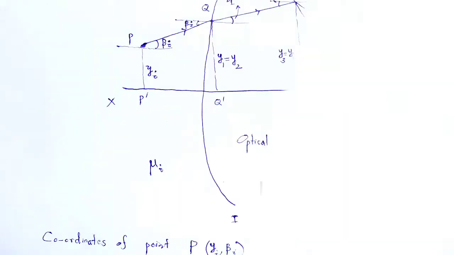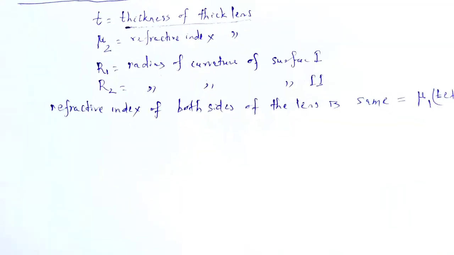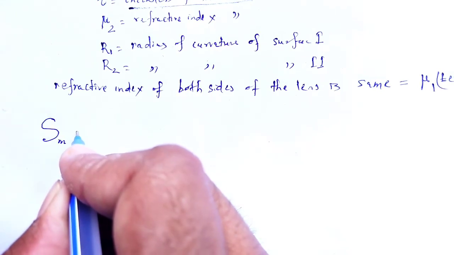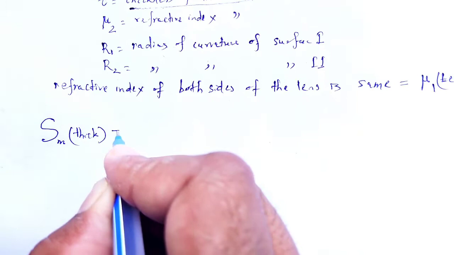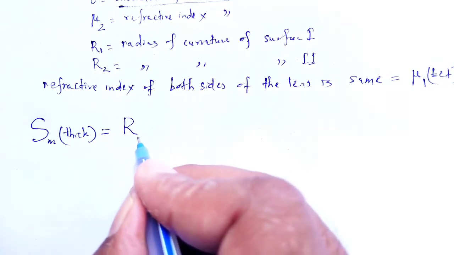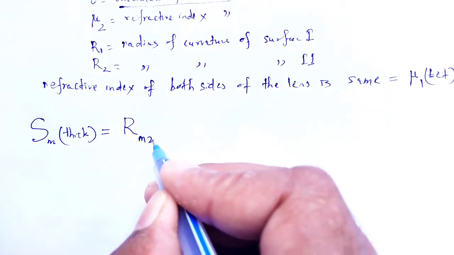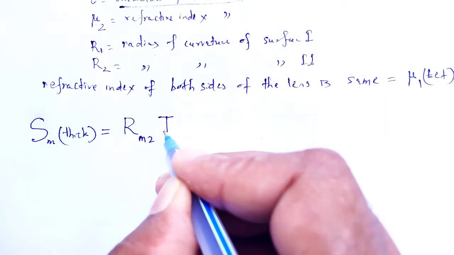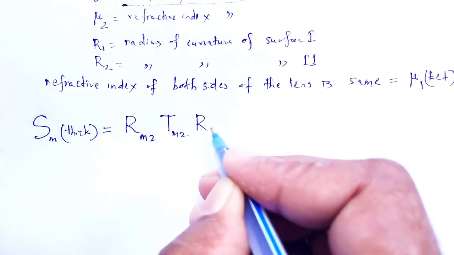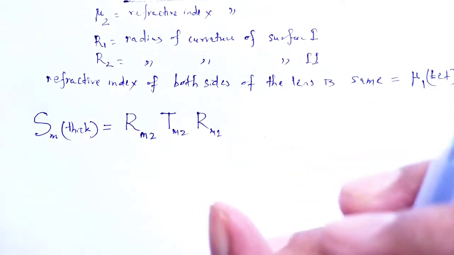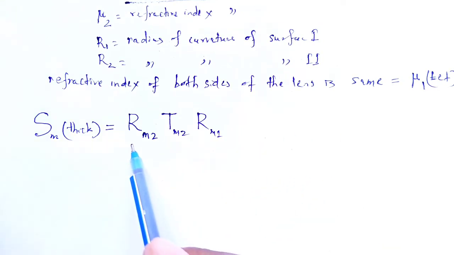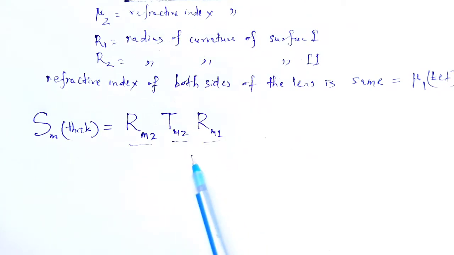So here the system matrix for thick lens is calculated as one refraction, that is the refraction matrix at the second surface, then the translation matrix, one translation, and the refraction matrix at the first surface, the first refraction. Now we calculate the values of Rm2, Tm2 and Rm1.